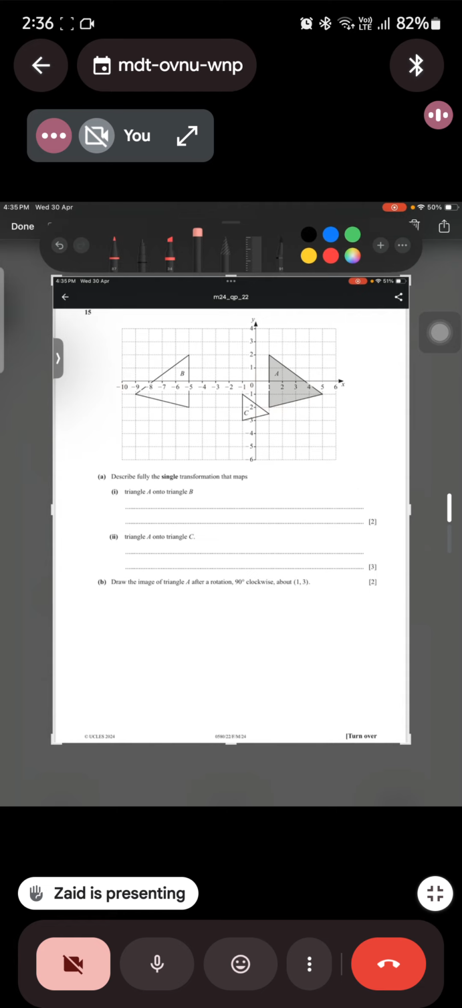First of all, they are saying triangle A onto triangle B, okay. So we can easily see that they are the mirror images of each other, isn't it? They are the mirror images of each other.